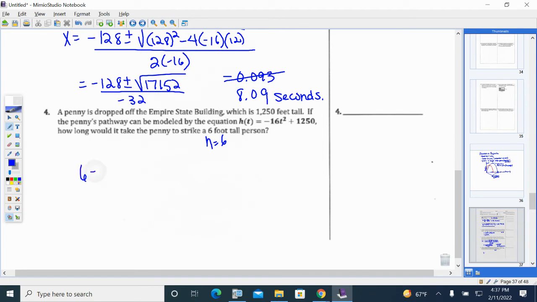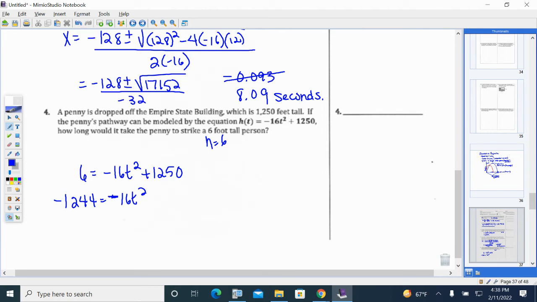So really and truly, substituting this in, the 6 goes in for the h of t, and then you've got your negative 16t squared plus 1,250. And we would need to solve that quadratic. Notice here that there is not a bx. So I'm going to use my square root property to solve this. I'm going to subtract the 1,250. So 6 minus 1,250 is going to be negative 1,244 equals negative 16t squared.